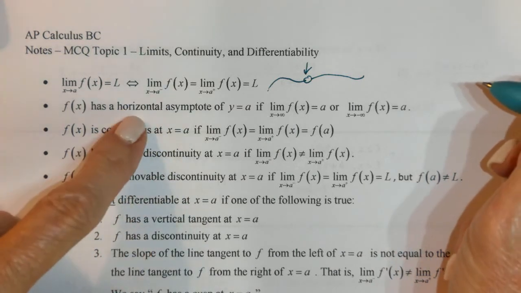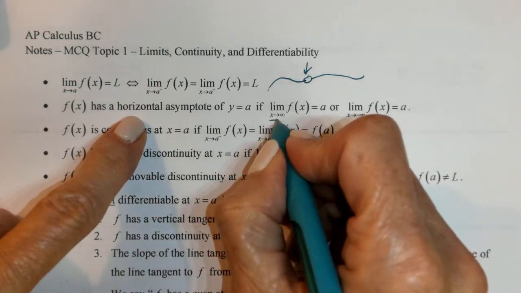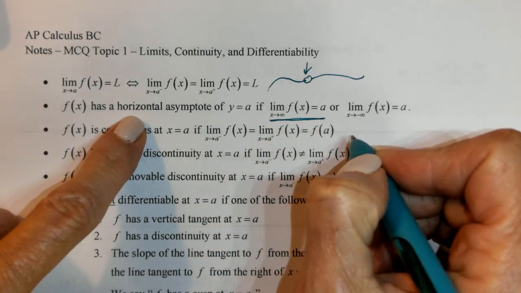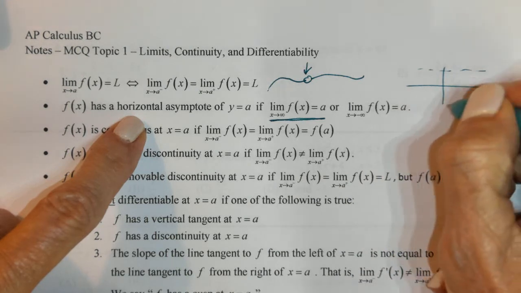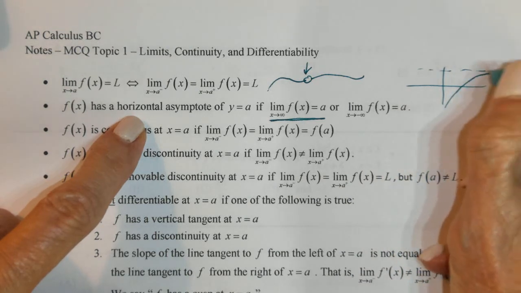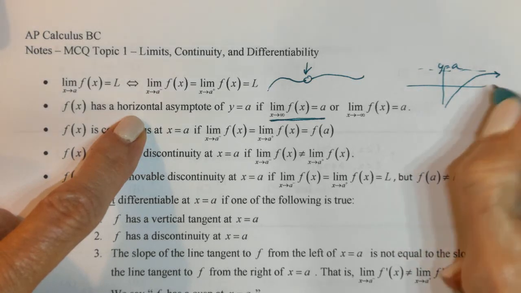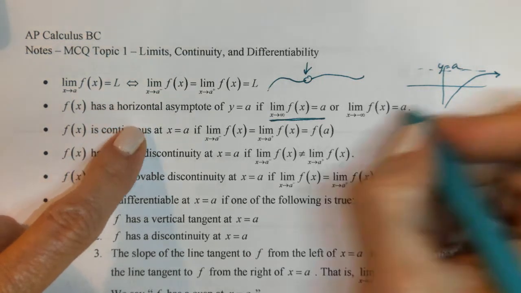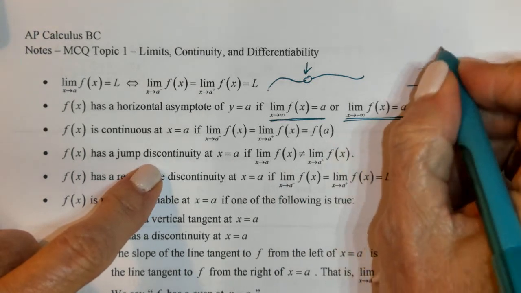F has a horizontal asymptote if the limit as x goes to infinity is that number. And that makes sense. As x goes to infinity, if y is approaching some number, then that would be a horizontal asymptote. It's the definition of a horizontal asymptote. Same thing with x approaching negative infinity. You can have that as well.